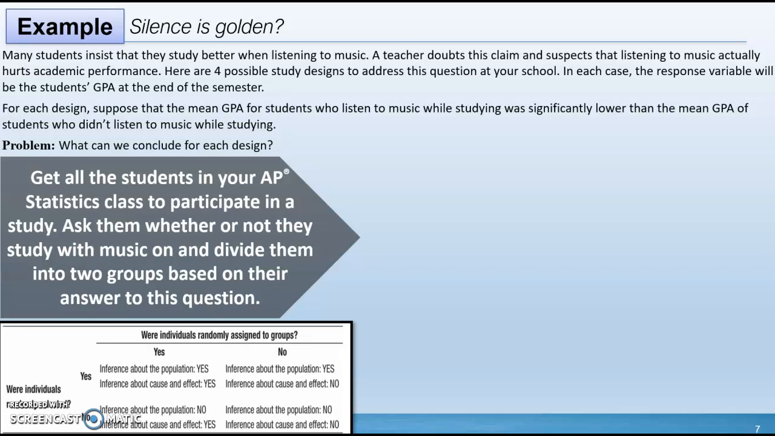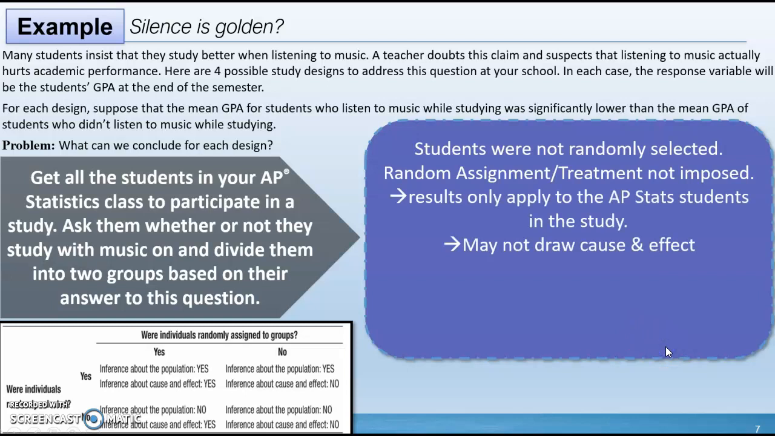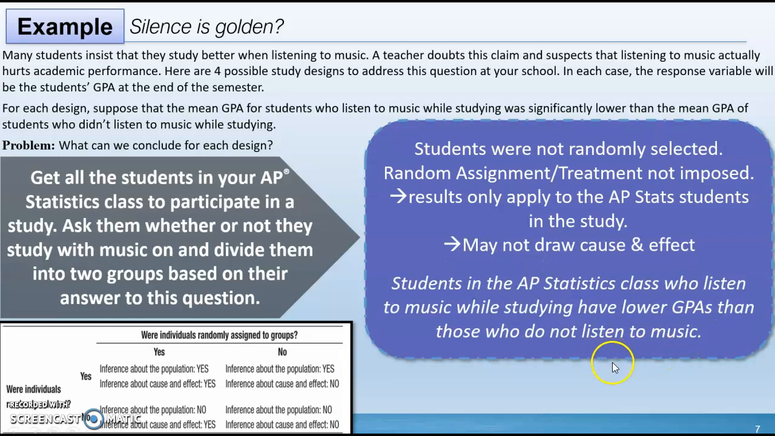So here's what you need to conclude using that chart from the reading down here. If you look through, you'll find that the students were not randomly selected and your random assignment or your treatment was not imposed. Therefore, the results will only apply to your stat students in the study, so you cannot draw cause and effect based on how this design was set up. So students in the AP Stats class who listen to music while studying have lower GPAs than those who do not listen to music. Notice that it focused strictly on the students in the AP Stats class.